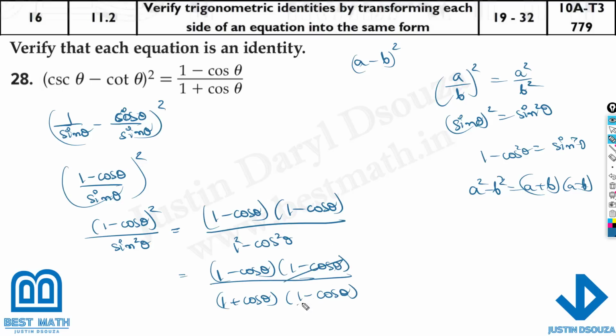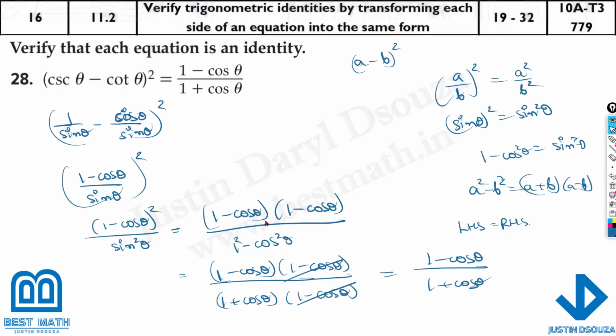So can we cancel? Yes, this can be cancelled. And is it? Yes, absolutely. We found the answer. It's 1 minus cosine theta by 1 plus cosine theta. This is the right hand side. So LHS is equal to RHS. So this is how we do it. I hope this is clear. That's the end of this problem.